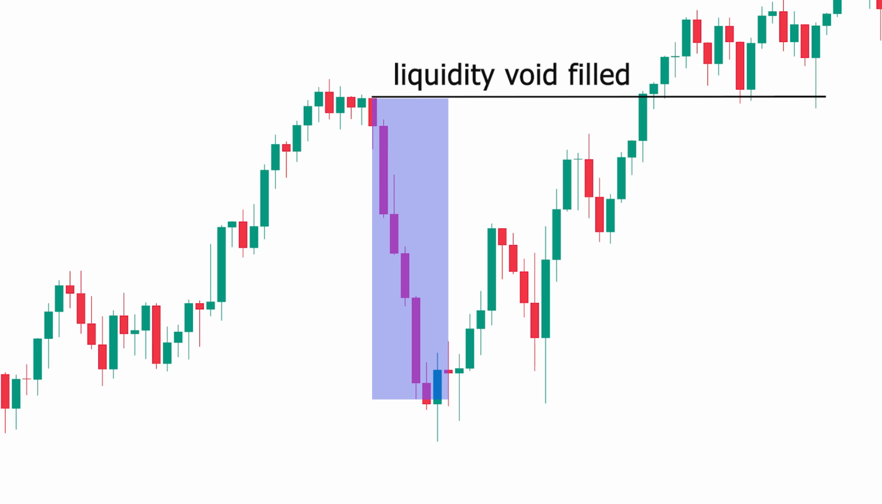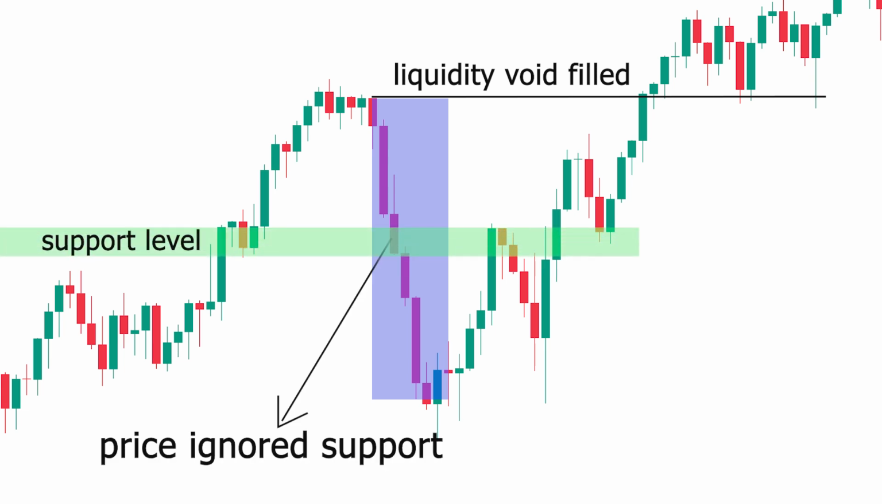Buyers become so aggressive that sellers can't absorb all the buying pressure. Or sellers become so aggressive that buyers can't slow the move down. As a result, price accelerates. Instead of spending time trading at each price level, it rushes through the area with very little resistance. That's exactly how a liquidity void is created.